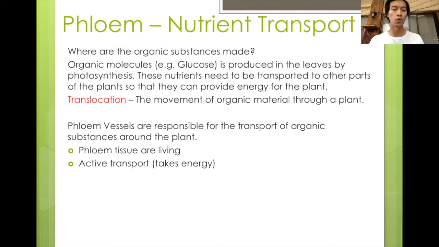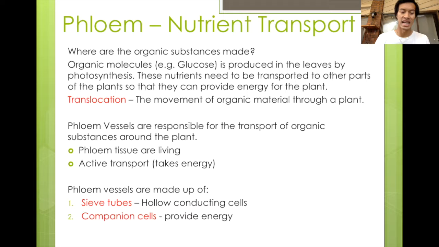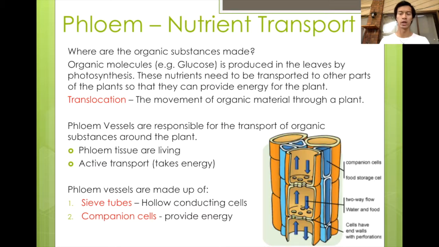They are living, and therefore the movement of organic material needs to be done through active transport, and that takes energy. And so they are made up of two components called sieve tubes, which is what the main bulk of the material moves across, and then the sieve tubes have these companion cells attached to them, which provide the energy for active transport to occur, right? And that's what they look like there. Okay, your sieve tubes are right there, these big hollow tubes, which are made up of cells which have been hollowed out, and then the cells next to them are your companion cells, and that allows it to move. Yeah, and so water and food can move freely both ways.